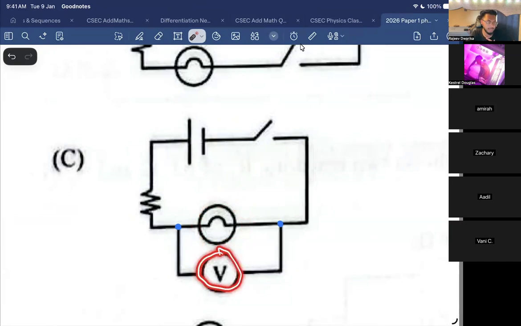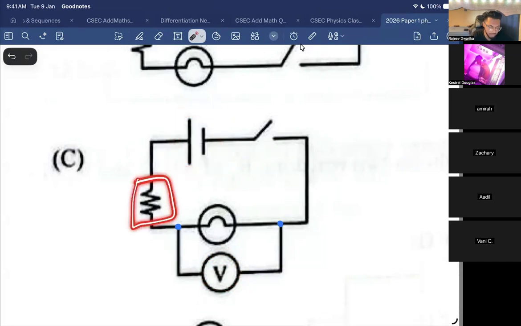This is the what? Talk to me. What do you think that is? The voltage. Nah, that's the voltmeter. And what is this? The battery. Good. You remember that.